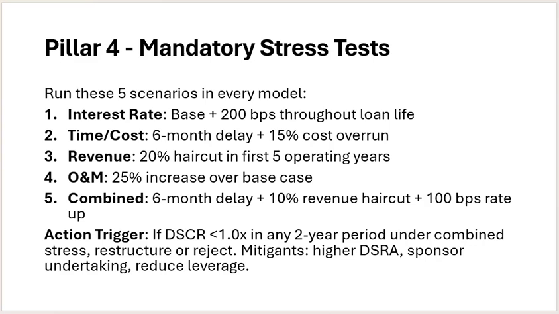For time and cost, suppose a 6 months delay or a 15% cost overrun happens, or the operation and maintenance cost increases by 15%. What is the impact on the project? For revenue, there is a 20% haircut in the first 5 operating years.